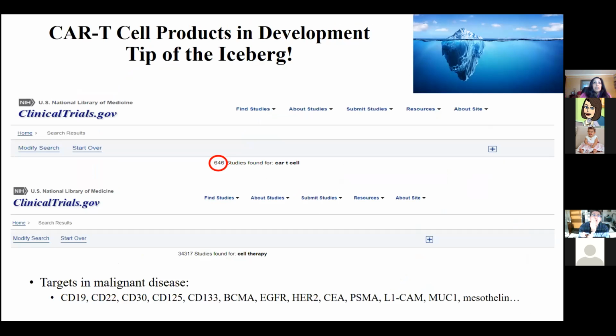So there are lots of CAR T cells and lots of cell therapies that are in development. This is just the tip of the iceberg. If you look on clinicaltrials.gov, at this time, there are about 646 active CAR T cell therapy studies, mostly in hematologic malignancies, but also in some solid tumors such as lung, breast, pancreatic, other GI cancers, etc. There are also lots of other cell therapies being developed, including those that use other immune cells like dendritic cells, NK cells, just T cells targeted to different antigens, with over 30,000 studies if you search in clinicaltrials.gov. Multiple targets have been looked at in malignant disease, including the ones listed below, and many, many more.